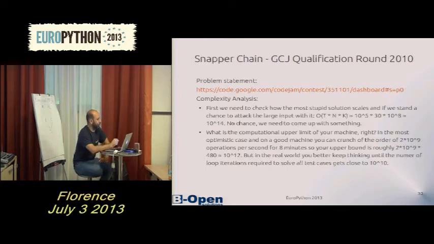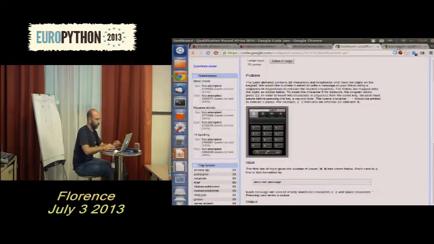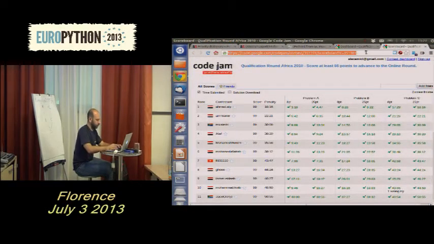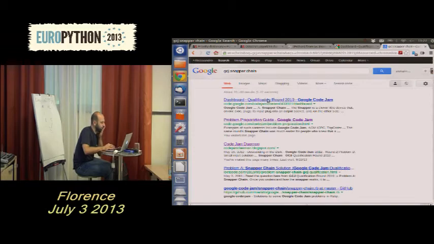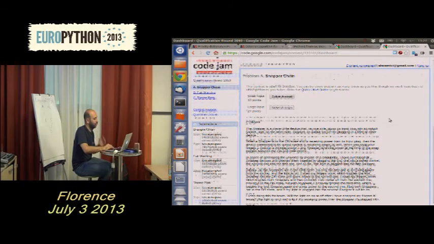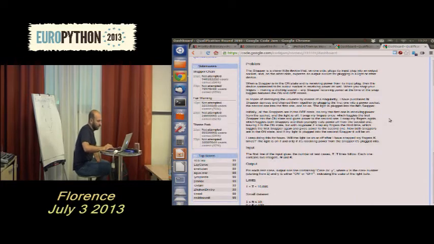Now, if you go to Snapper Chain, obviously this link is horrible, so you should just look for Google Code Jam Snapper Chain, which is what I will do as well. Now, just have a read at the statement.